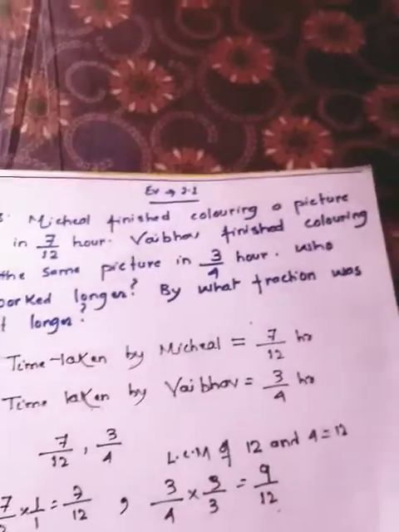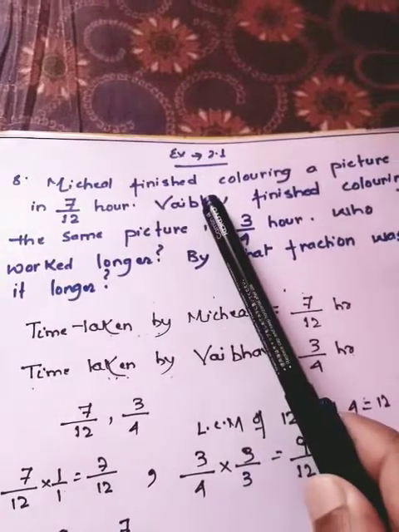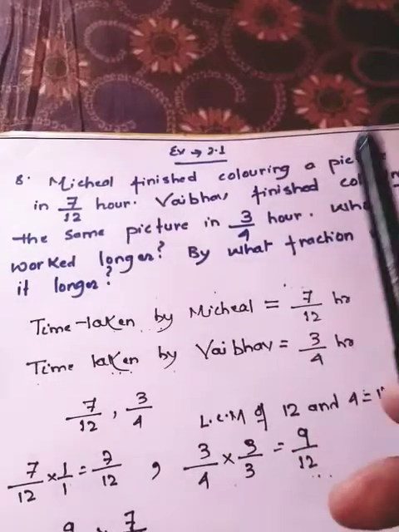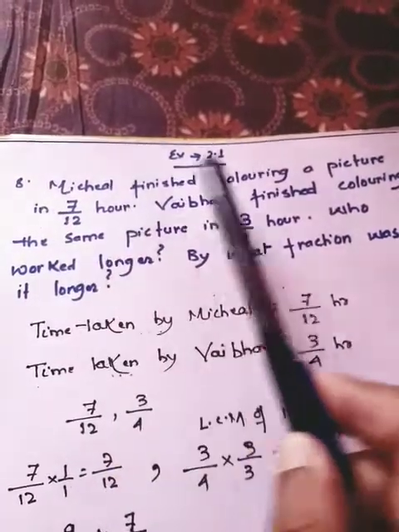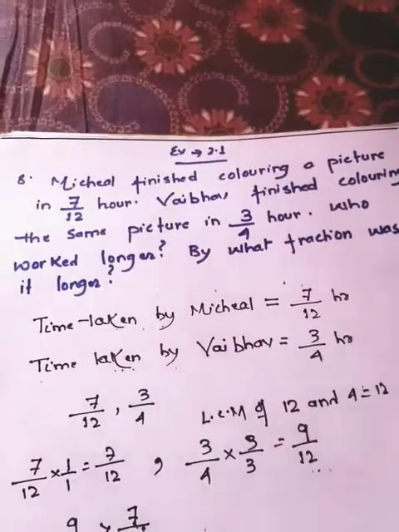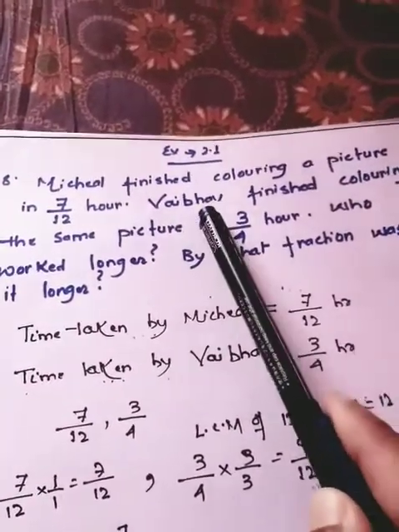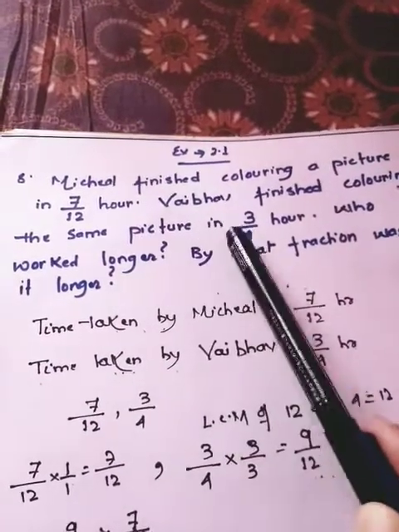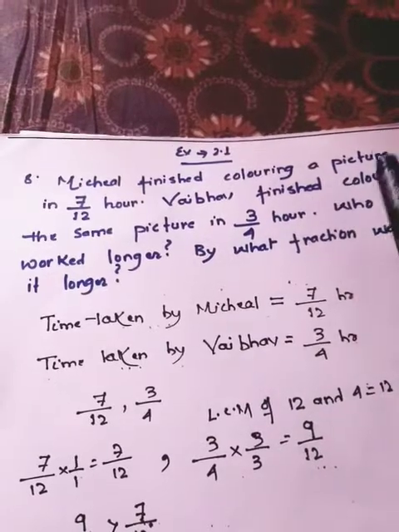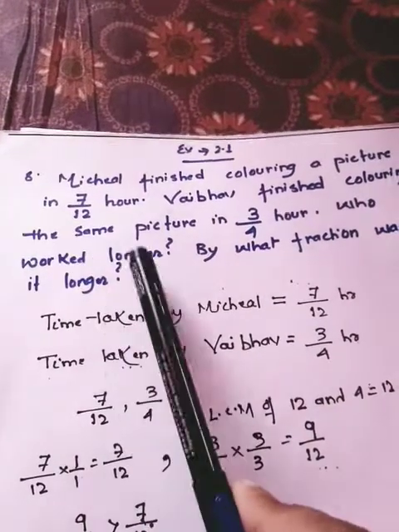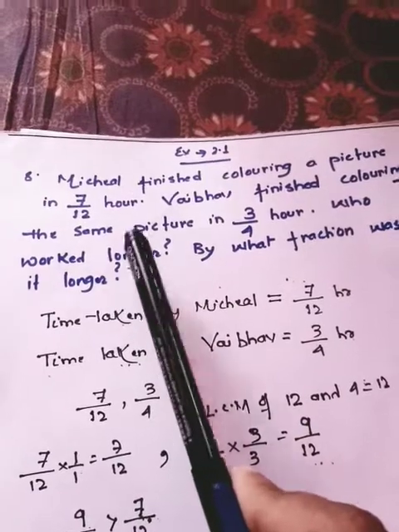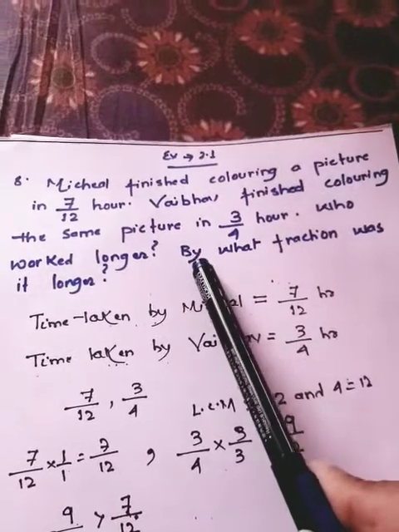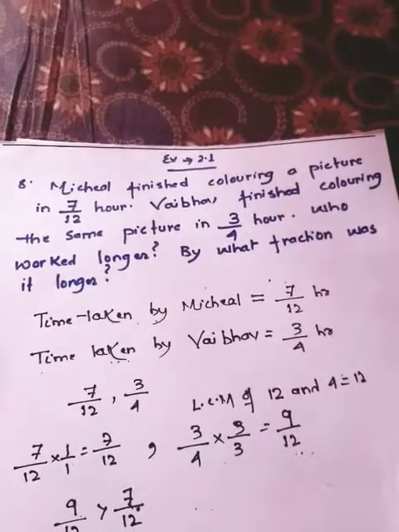Now what question number 8 is saying: Michael finished coloring a picture in 7 by 12 hours. So Michael finished the drawing in 7 by 12 hours. Now there's another guy, Vaibhav, who finished coloring the same picture in 3 by 4 hours. Now what is the question? The question is, who worked longer? This is the first question. Who took the less time, or who took the maximum time, and by what fraction was it longer? And you have to find the difference also.